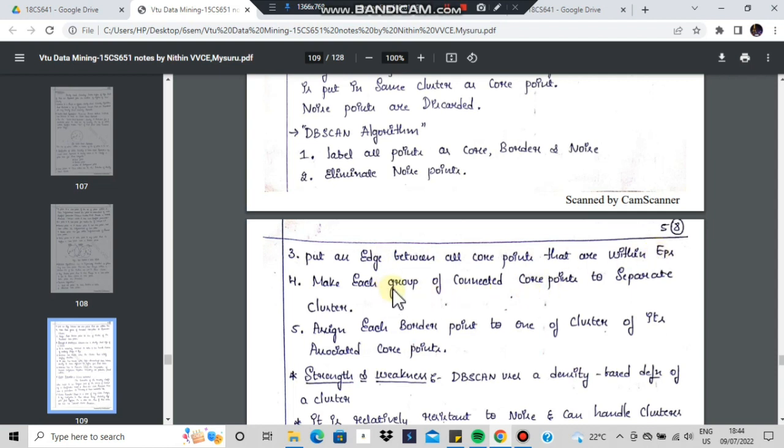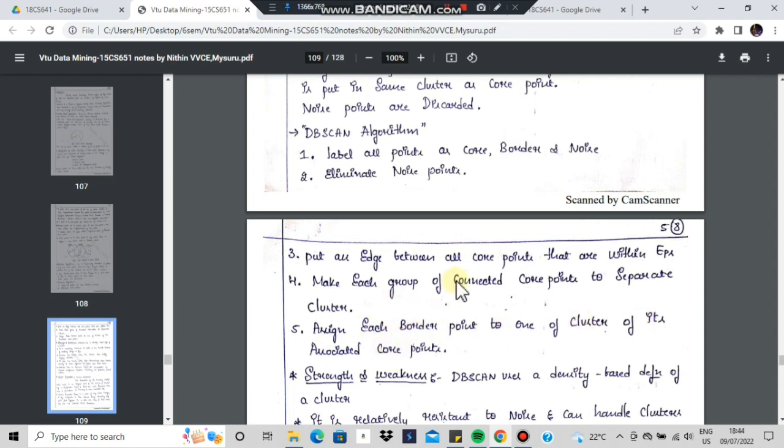Then we will be using that EPS value to make each group of connected core points. So one connected core point will be one group, another connected core point will be another group. Like that, we will make different groups for core. We are left with border. For border, assign each border point to the cluster to which it is closest.